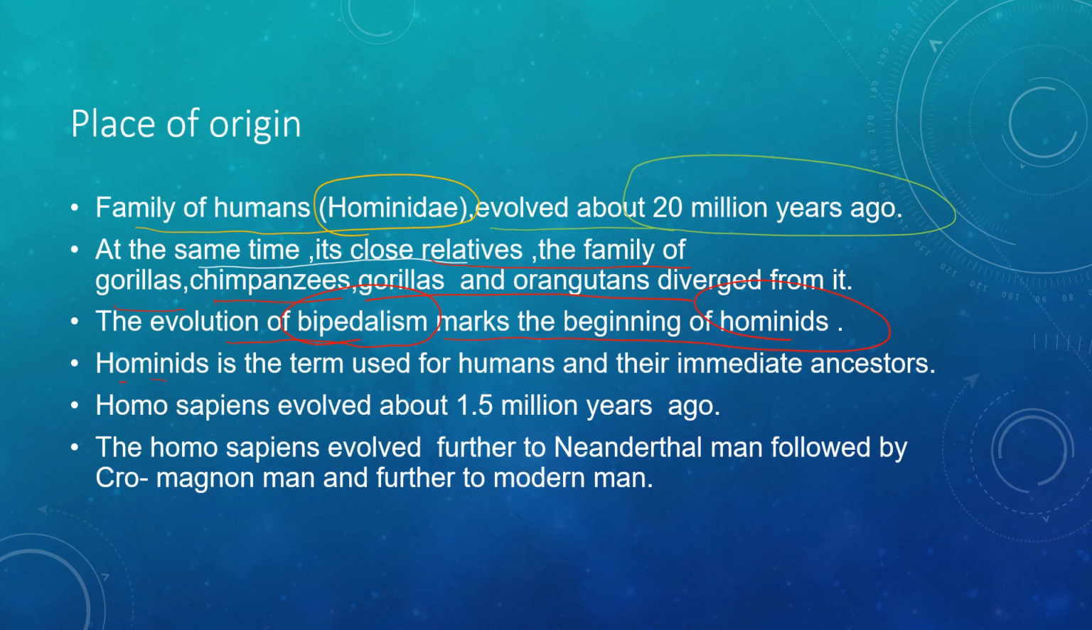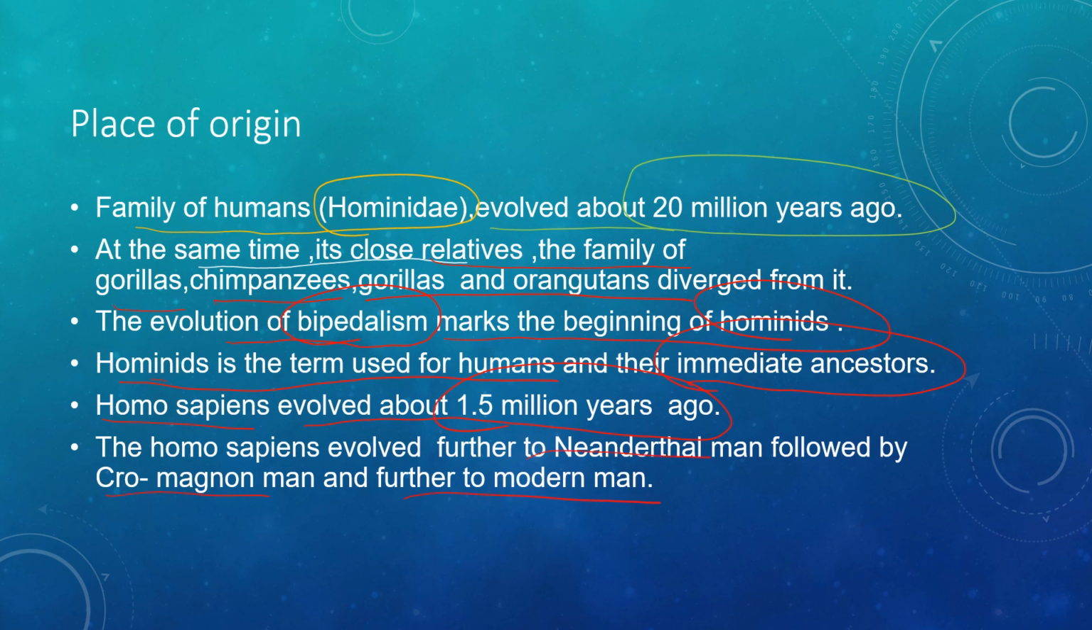Now this term hominids is used for humans and their immediate ancestors. The Homo sapiens evolved about 1.5 million years ago. The Homo sapiens evolved further to Neanderthal man, followed by the Cro-Magnon man, and then further to the modern man.